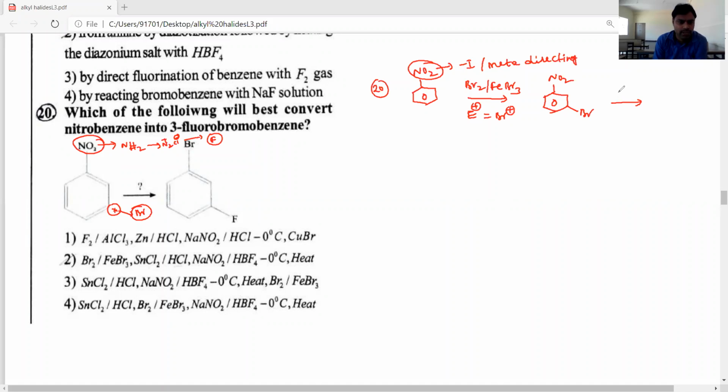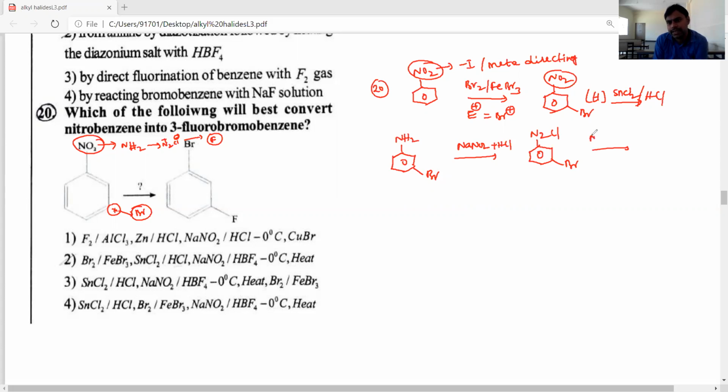This NO2 we have to reduce. The reduction takes place in the presence of SnCl2 by HCl, then this NO2 group will be reduced. It produces nascent hydrogen. It will be reduced into an NH2 group. NH2 and Br, here Br is present. Now it is treated with NaNO2 plus HCl. Then it is converted into N2Cl. Bromine is as it is.